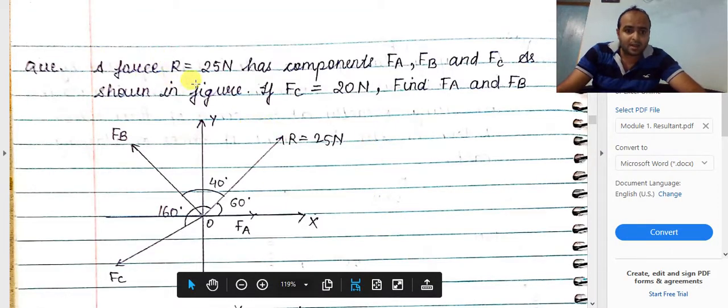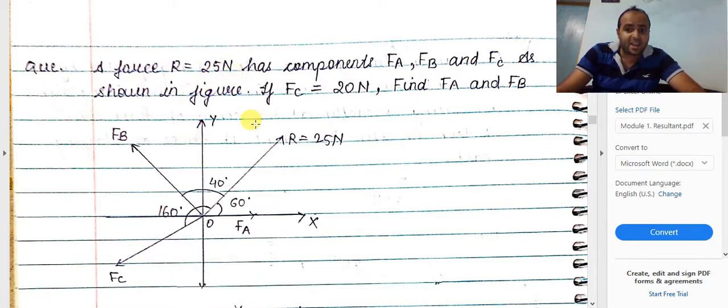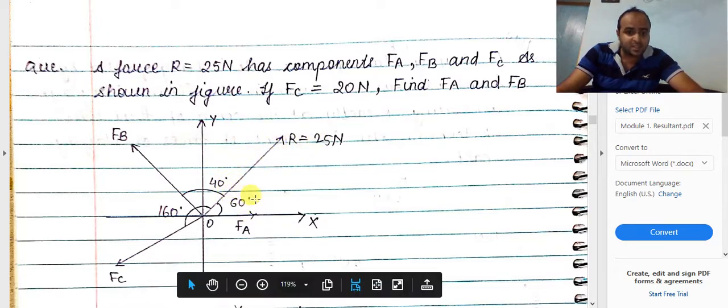A force R, that is resultant R equal to 25 Newton, has components Fa, Fb and Fc as shown in figure. This is the resultant R, 25 Newton acting at an angle of 60 degrees to the x-axis. Force Fb, Fc and Fa are its three components. So already we are given the value of Fc. We are expected to find the values of Fa and Fb. Let's see how the problem goes now.